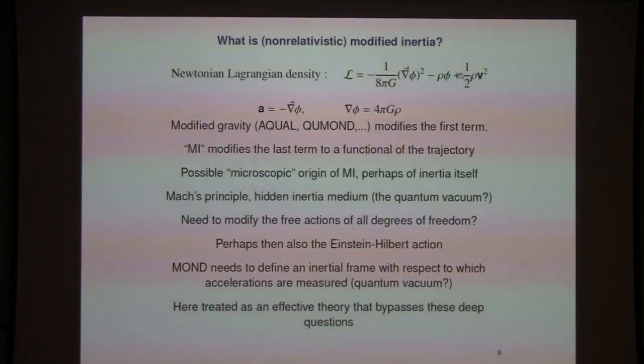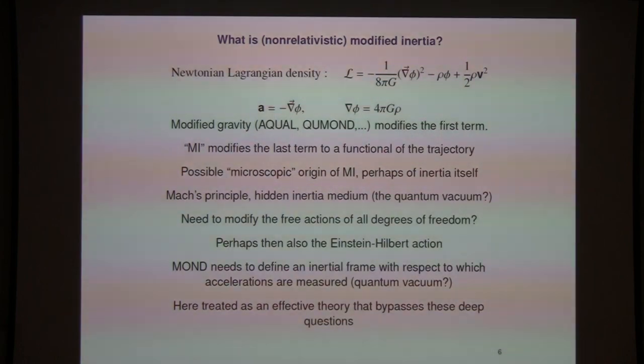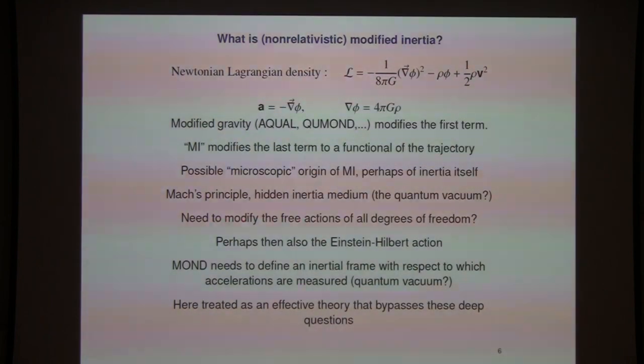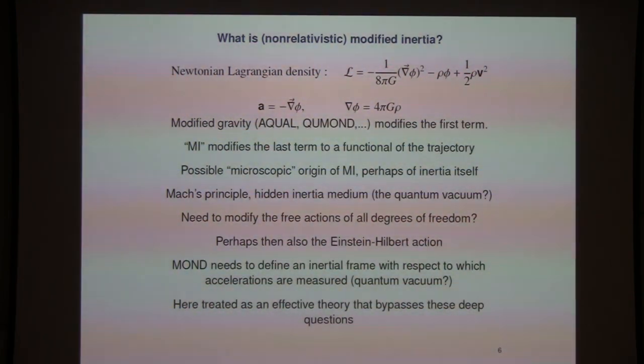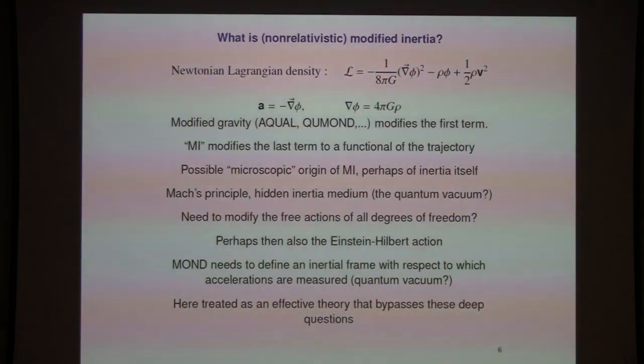Conceptually, okay, and then you can ask yourself, but what happened in the relativistic case? What could be the origin of modified inertia? Do I need to modify also the other fields? For example, let us say the electromagnetic field. Sure, I want to modify it because photons are particles. They should also have inertia. And in general, you could say that inertia is encapsulated in the so-called free actions of degrees of freedom.